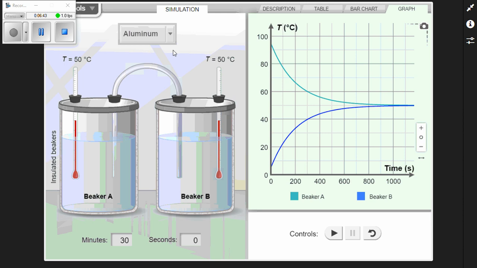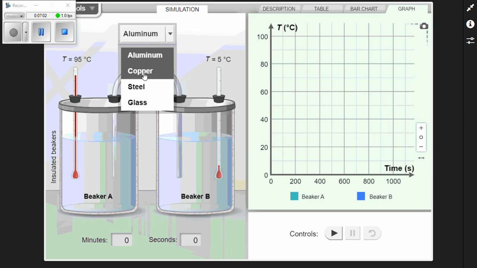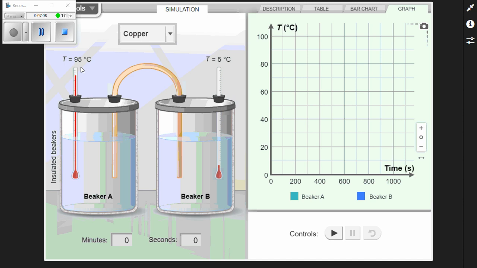Now let's change the type of substance that is connecting these two beakers. Now it's this piece of aluminum that's been curved and put into each one. What about if we try copper? What's going to happen here? Same thing. Starts at 95 degrees Celsius in beaker A. Beaker B is 5 degrees Celsius. What's going to happen?